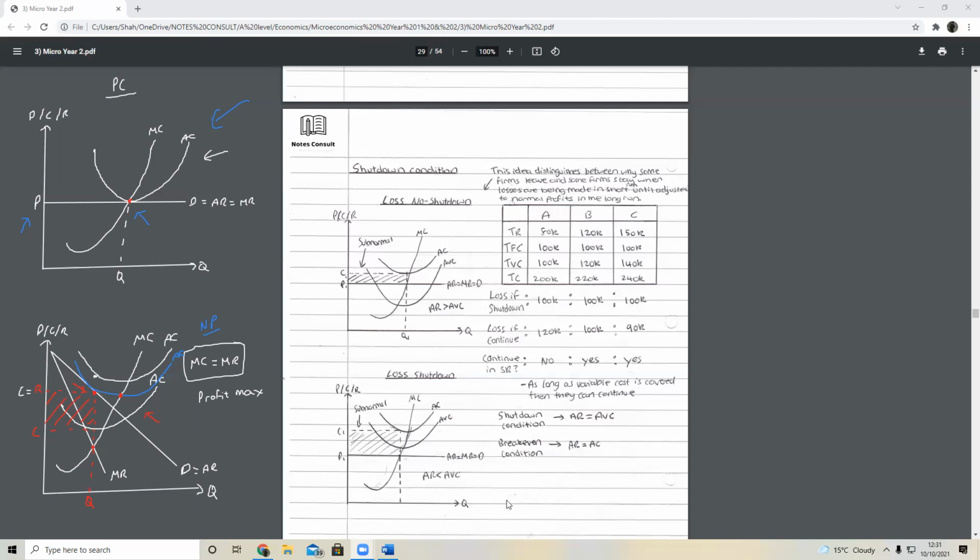But this firm here, can it cover its average variable cost? No. It can't, because it's not making enough revenue to cover its average variable cost. Average revenue is lower than AVC. So it can't cover it. What if my average variable cost was tangent like this? Would it continue producing?